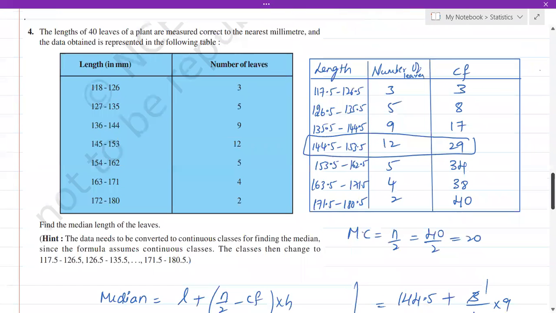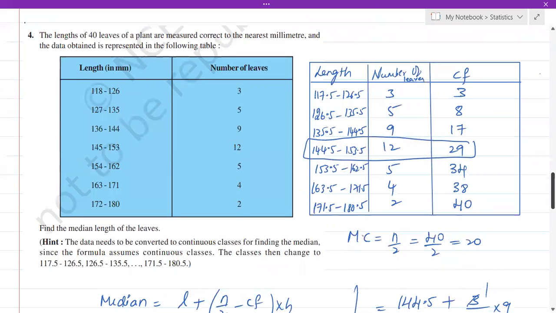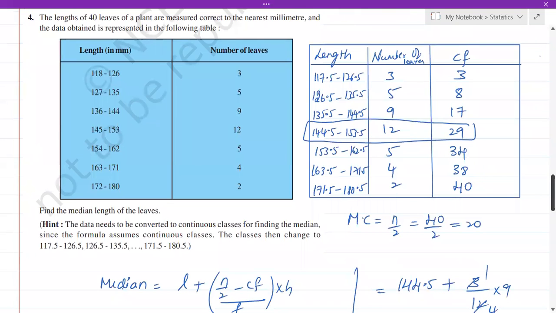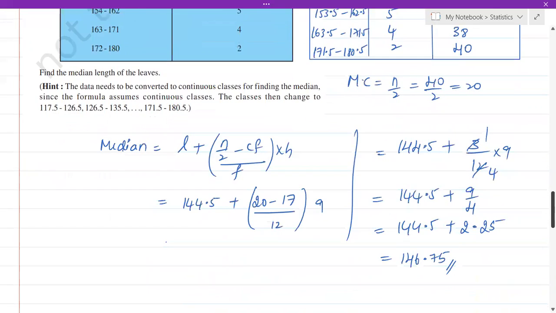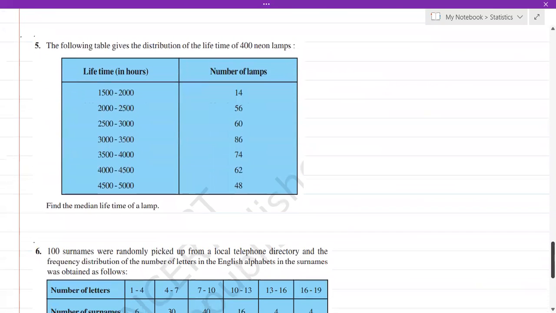Okay, so here the table was in an inclusive method, so we converted it into the exclusive method. That is by adding 0.5 to the upper limit and subtracting 0.5 from the lower limit. Let's get into the next question. Again, here we have to find the median. Okay, for this we have to find CF, isn't it?